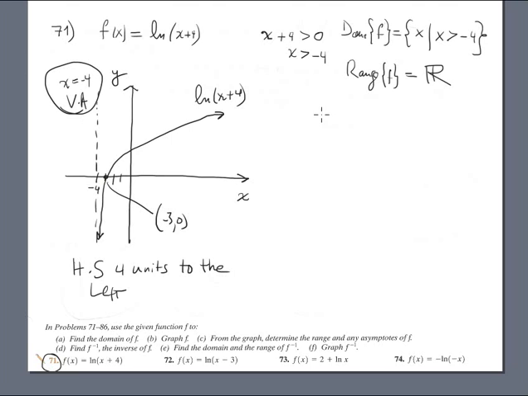Find the inverse. Okay, let's do the inverse. The inverse is y equals ln x plus 4, interchange x and y.